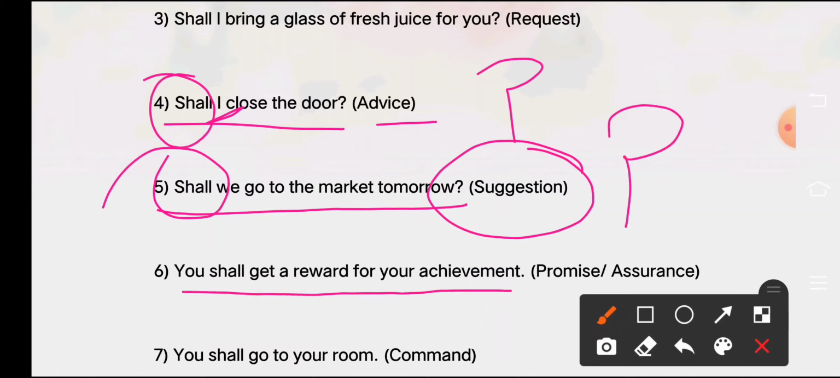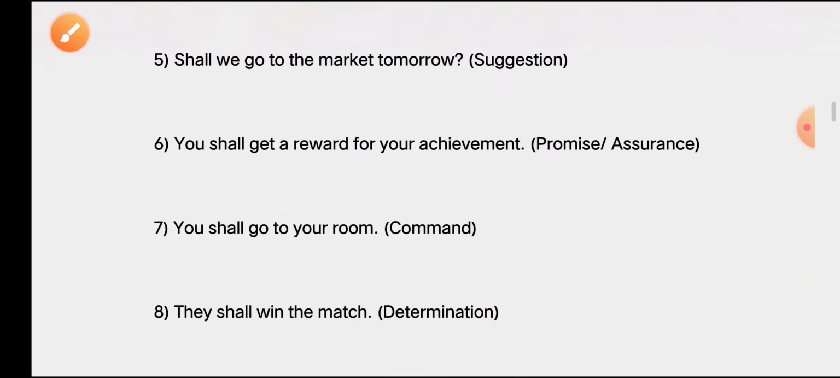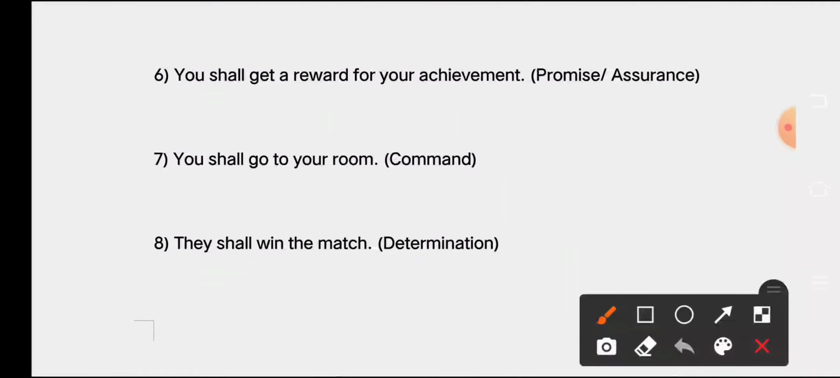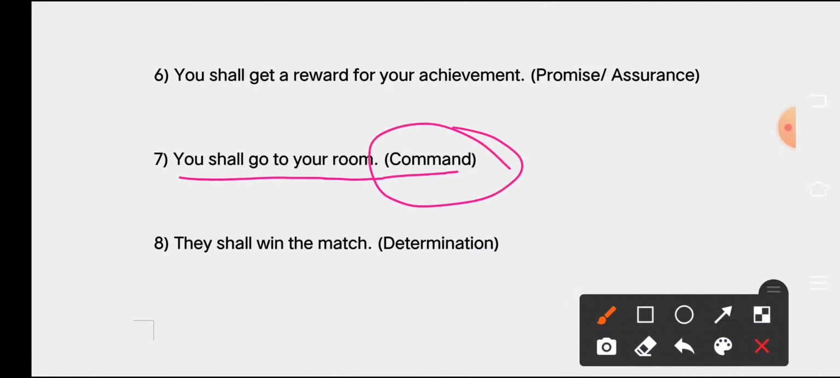You shall get a reward for your achievement. Now the sentence is simple and with you also we are using shall. So this is what? To show a promise or to give assurance to someone, we are using shall as a modal. Sentence number 7 is: you shall go to your room. This is what? Command we are giving. We are commanding that you shall go to your room. So with this second person also we are using shall.